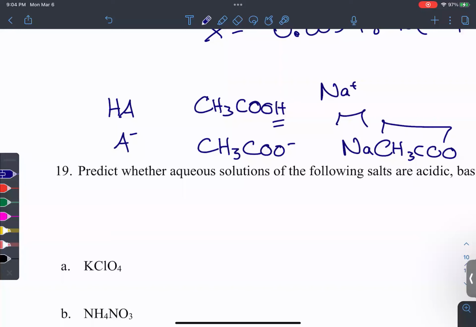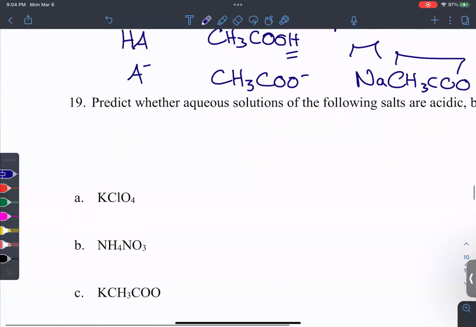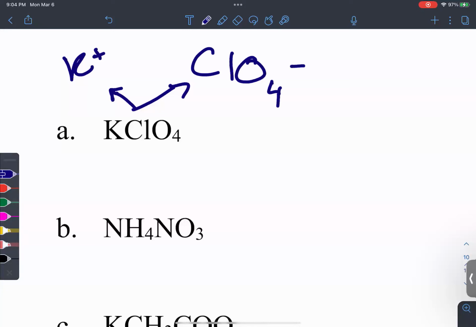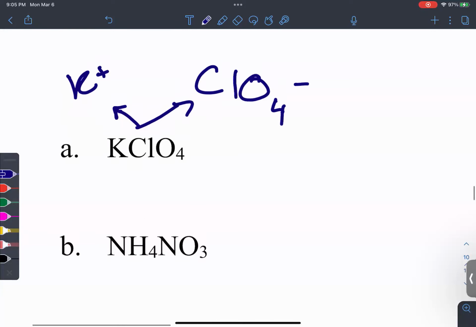And that's what you're gonna do in this lab this week. Yeah, that's what you're gonna do. All right. So with these salts, I immediately break them up into ions and inspect them separately. I look at K plus and ClO4 minus. And I ask myself, are these ions acidic, basic, or pH neutral?